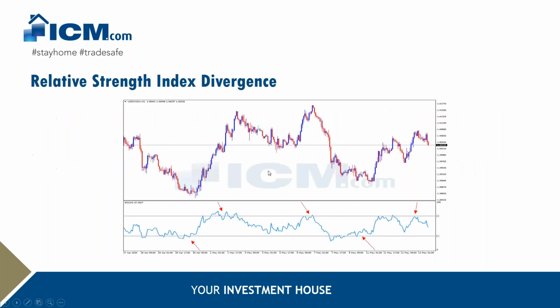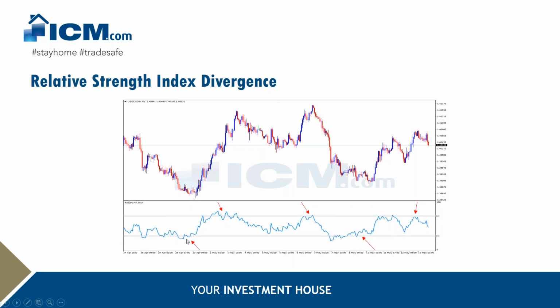We're going to talk about divergence, which is something really interesting. We have fewer signals than with direct signals, but they are usually more accurate. So what is divergence? For those looking for a buy trade, they look for a higher low in the RSI but a lower low in the price.